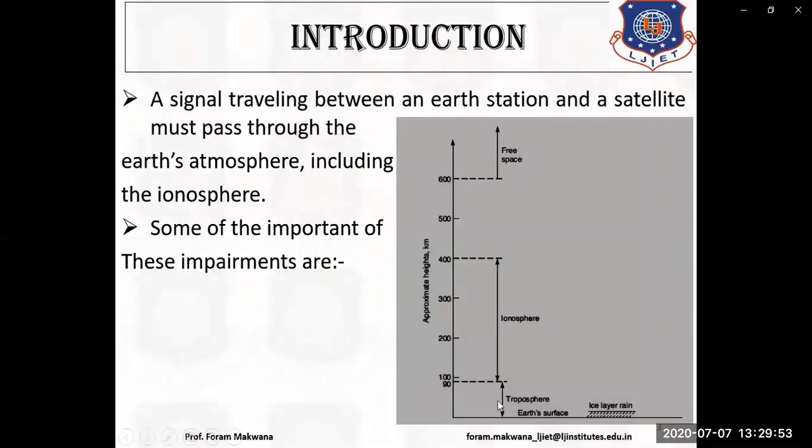The layer which is nearer to the Earth's surface is the troposphere, which is up to 90 kilometer. Then from 90 kilometer to 400 kilometer, there is the ionosphere. And 600 kilometer upwards, there is free space. Alright?